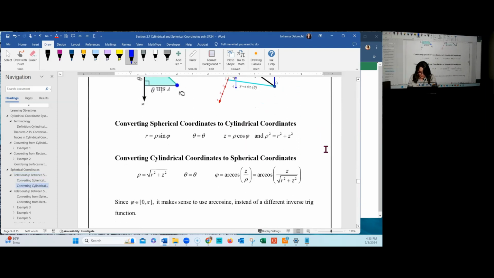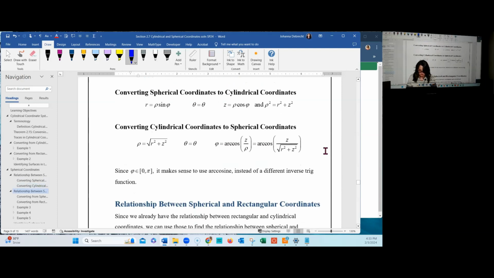Let's now take a look at converting the spherical to cylindrical and cylindrical to spherical. So if I'm starting with spherical, then I'm starting with rho, theta, phi. And if I have rho, theta, and phi, and I need r, theta, and z, then I can use the relationship that r is rho sine of phi to get r. Theta stays the same, and z is rho cosine of phi. And that will convert from the spherical coordinate system into the cylindrical.